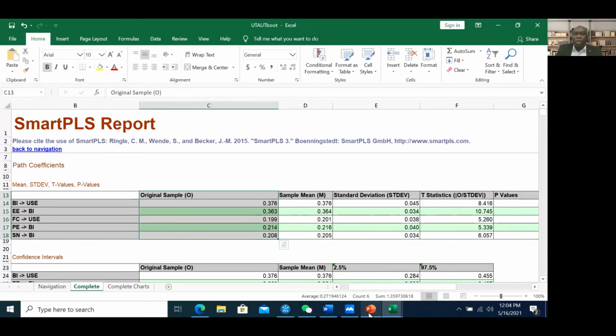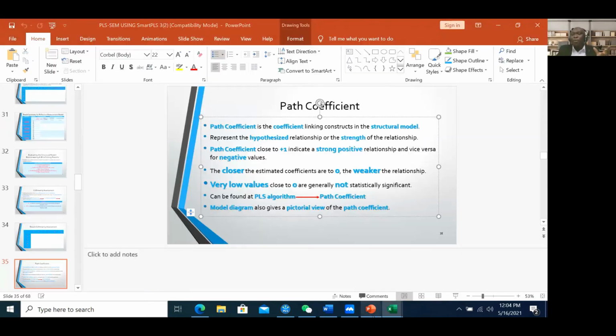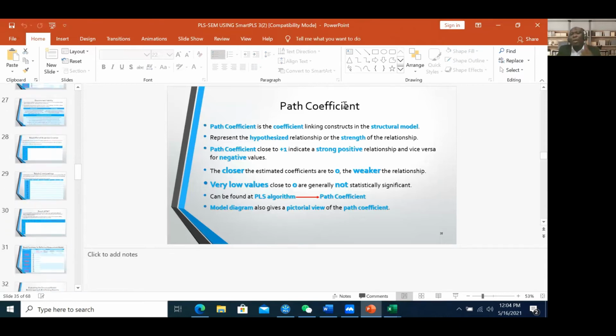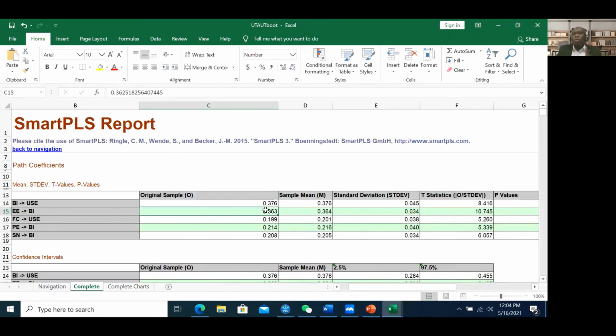Now, the path coefficient also gives you an idea how your hypothesis is performing. For instance, we said performance expectancy has a positive relationship. You'll be able to determine that from the path coefficient. You see that all the path coefficients are positive. So now our heart can start settling in its socket. We don't have any negative relationship. So this number 1, we are good to go.